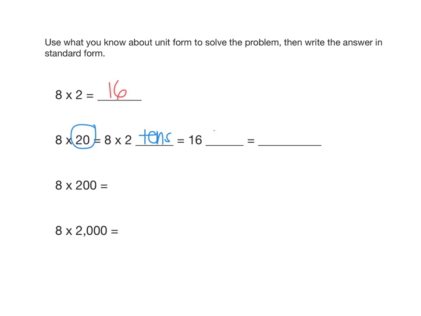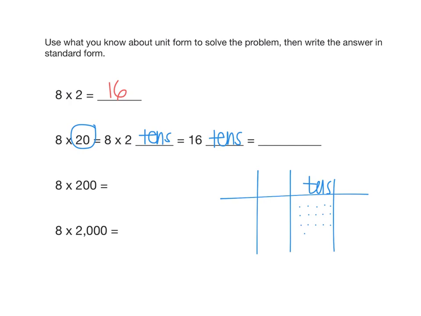But what units is it? 10. So 16 tens. Which is really how much? 160. Think about it. If I had my place value chart, and in the tens column I had 16: 1, 2, 3, 4, 5, 6, 7, 8, 9, 10, 11, 12, 13, 14, 15, 16. Could I do any regrouping? Yeah. These 10 tens would become 100, right? So 16 tens is really the same as 160. Okay, so we can use what we know about unit form, thinking about how 20 is really 2 tens, to help us use math facts to multiply. Does that make sense? Okay, write down this example, 8 times 200.